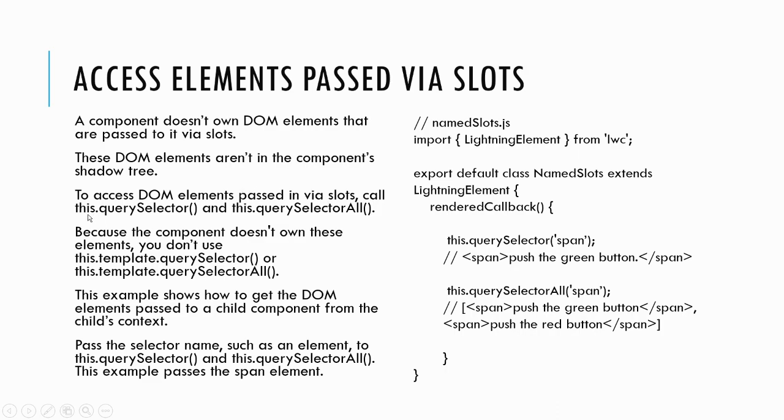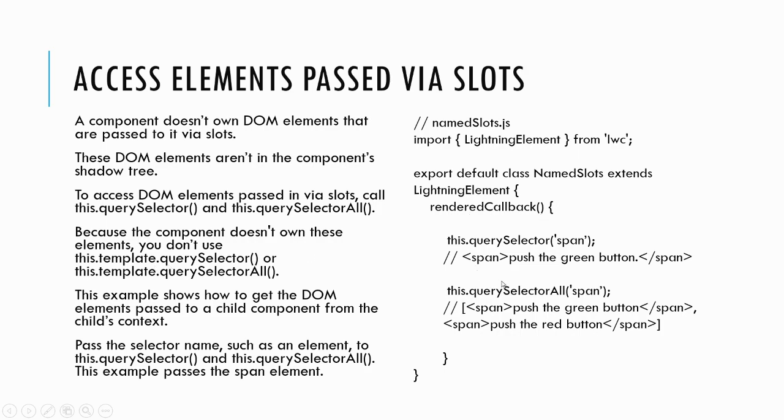So here, instead of template, we have to make use of the generic statements this.querySelector and this.querySelectorAll. We will not use template here because the data passed by a slot is not considered part of the same shadow tree or same DOM structure. So in this case, we have to make use of this.querySelector and this.querySelectorAll, and we should not use this.template over here.